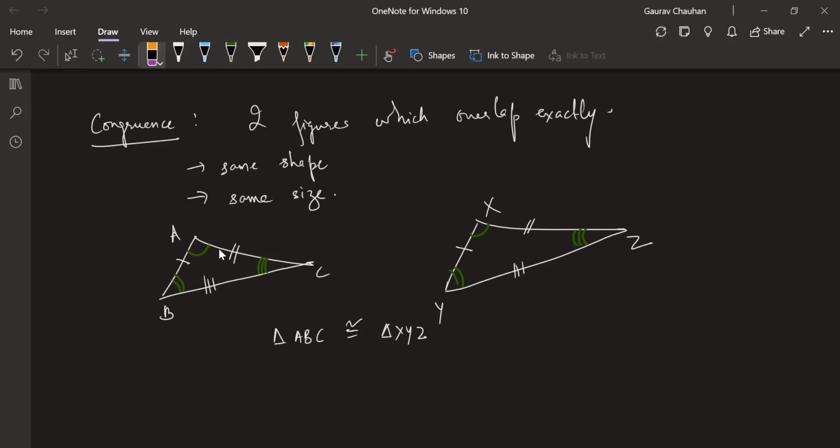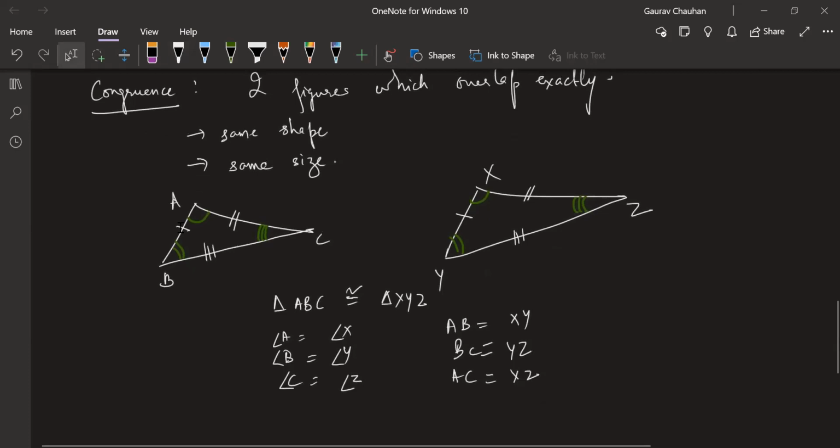And in case of triangles, the corresponding angles should be the same. Let me write that down. Angle A should be equal to angle X, angle B should be equal to angle Y, angle C should be equal to angle Z, and corresponding sides, AB should be equal to XY, BC should be equal to YZ, and AC should be equal to XZ, as it's shown in the figure. Now this is congruence. This is what is needed for congruence.